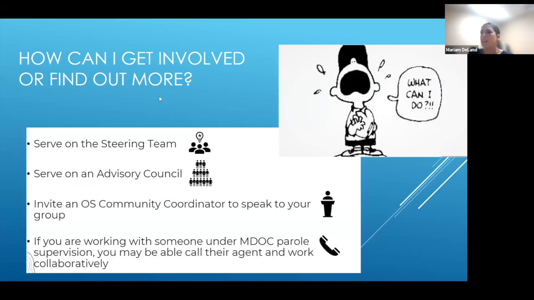So how can you get involved or find out more? OS is governed in each of the 10 regions by a steering team. A steering team is the governing body that makes decisions related to budget and programming, and you may be interested in serving on your local steering team. We also have community-based advisory councils. Some regions have one, some have multiple councils. An advisory council is a citizen body, the voice of the community, who can both hear about what OS is doing in your region and also help solve local problems on a regional level. If you're interested in serving on an advisory council, we would love to have you. You can also invite your OS community coordinator to speak to your group if you work for a housing provider or a HARA.